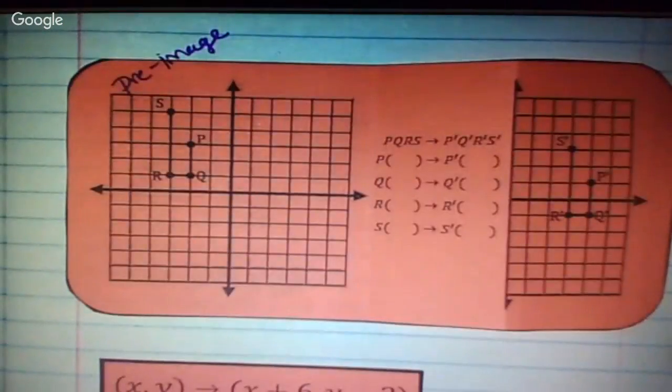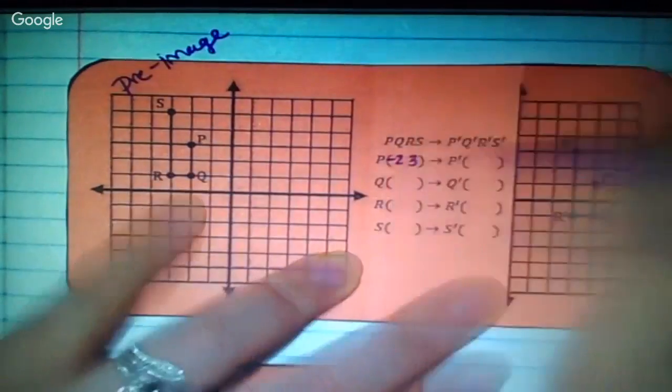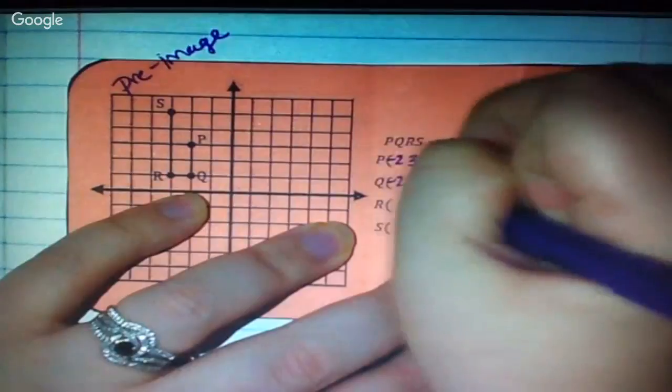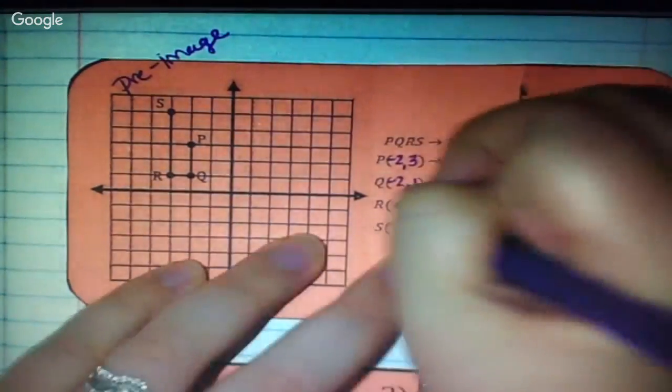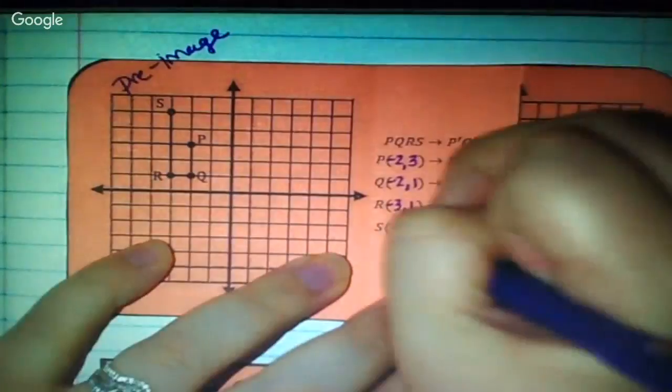So give me all of the points here to my pre-image. Where is point P? -2 and 3. -2, comma 3. Okay. 3, 1. -3, 1. -3, 5. -3, 5.